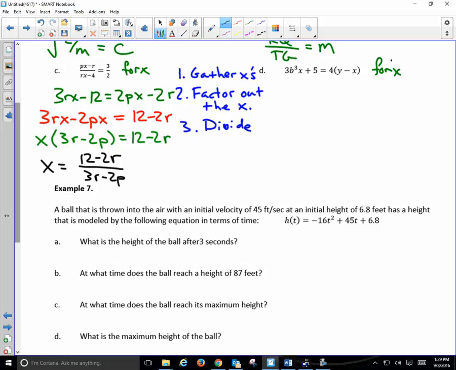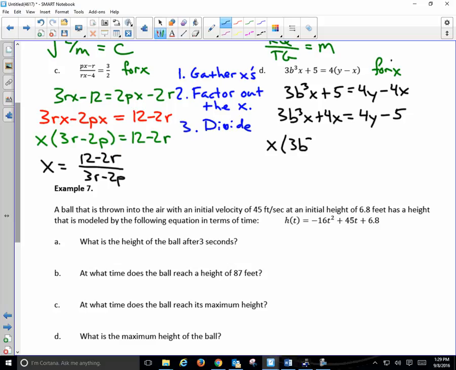So we try the next one. You tell me, what do I do first? Distribute the 4. So where do you want to put the x's? Okay, we'll put them on the left. Factor out the x.